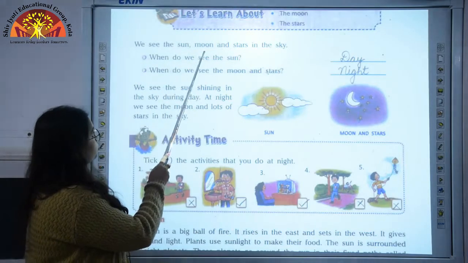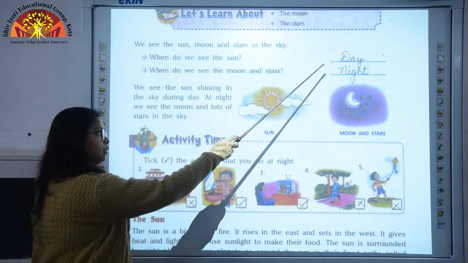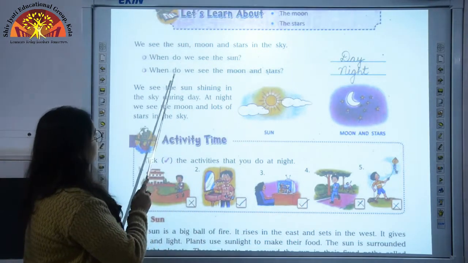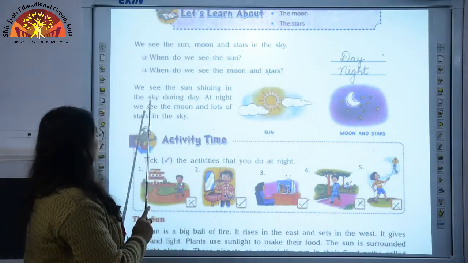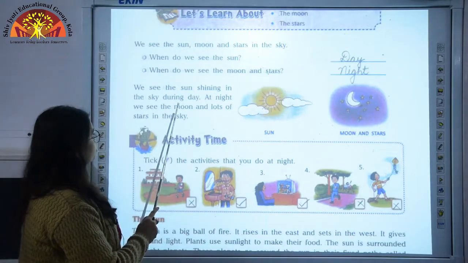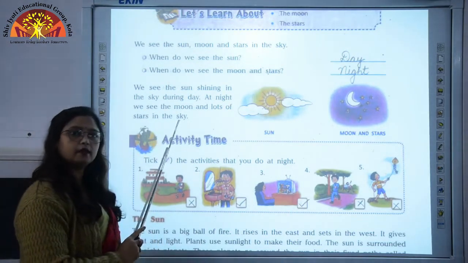We see the sun, moon and stars in the sky. When do we see the sun? During the daytime. When do we see the moon and stars? During the night time. Now, we see the sun shining in the sky during day. At night, we see the moon and lots of stars in the sky.